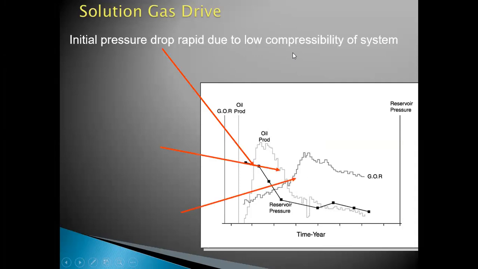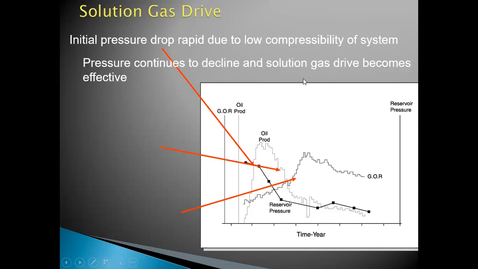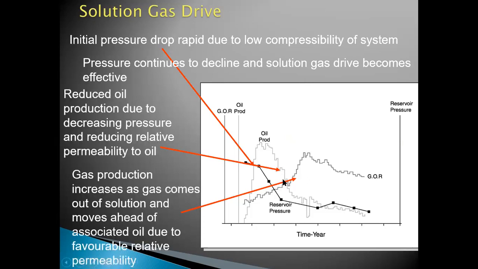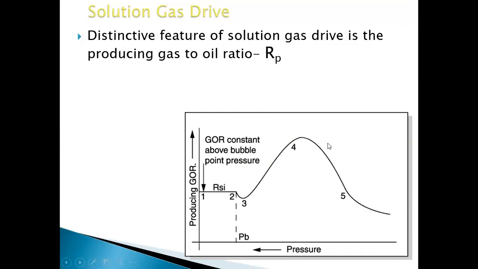You can see the initial pressure drop due to low compressibility of the system. See it, initial pressure drop. Pressure continues to decline. And in the end, see here the pressure has declined. Oil production has declined. The reservoir pressure has also declined. And GOR is increasing at the same time. Gas production increases as it comes out. So as a production engineer, your job is to manage this gas oil ratio. What are you going to do with that gas which is produced a lot?